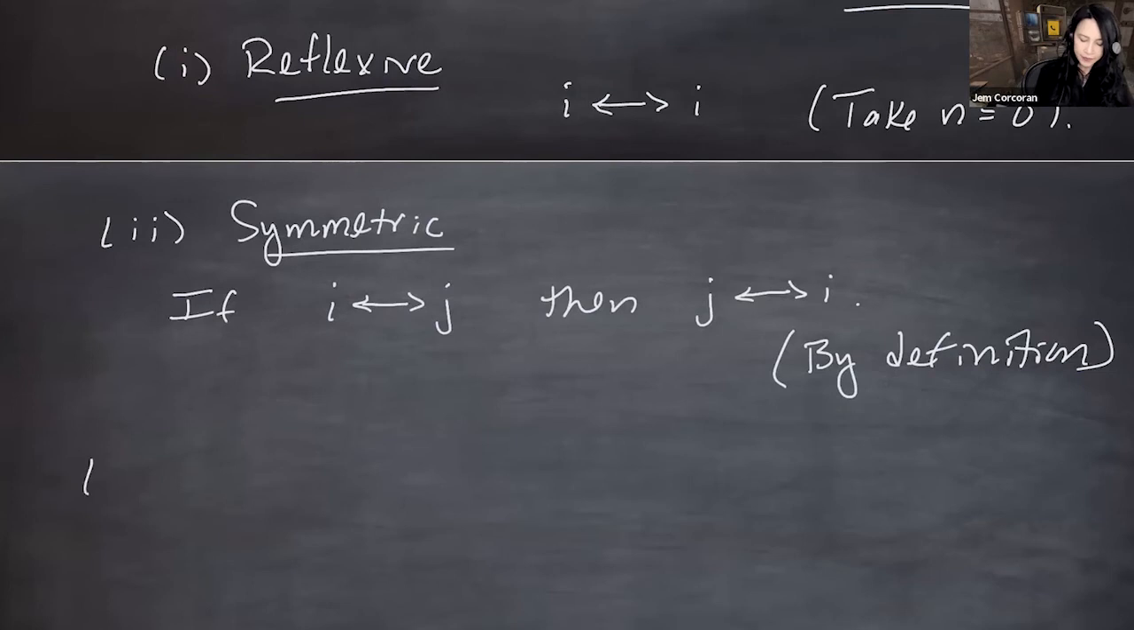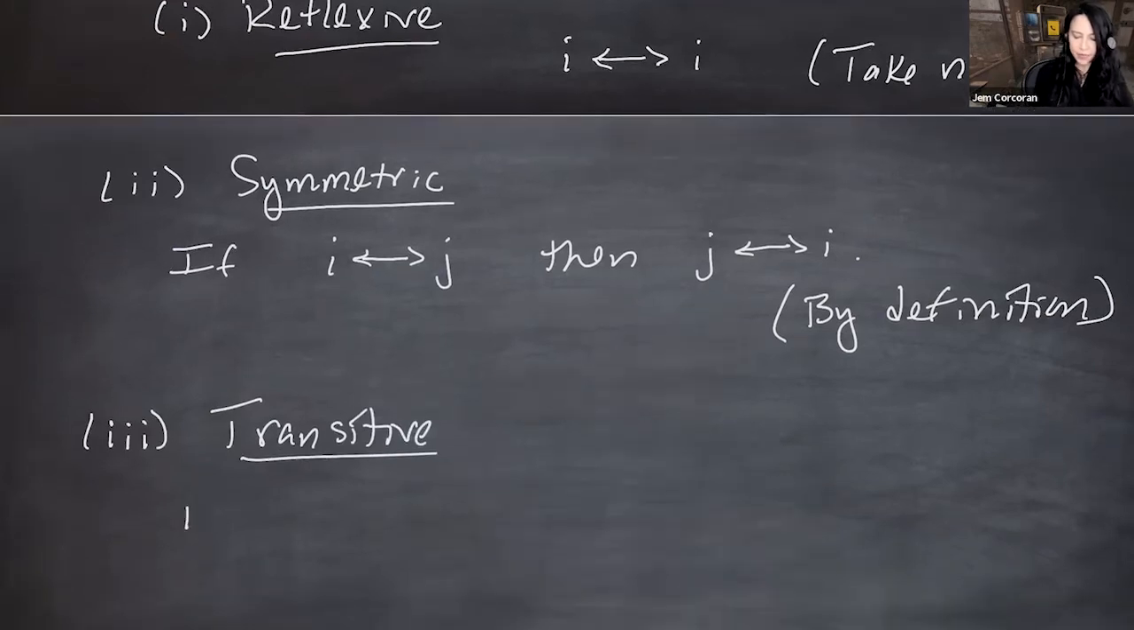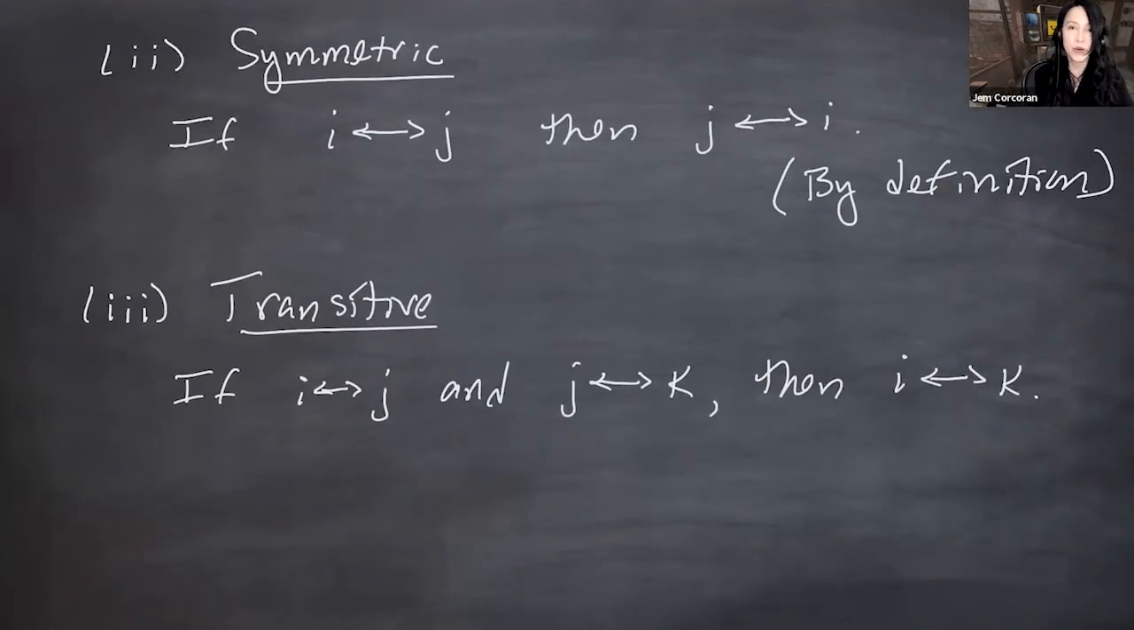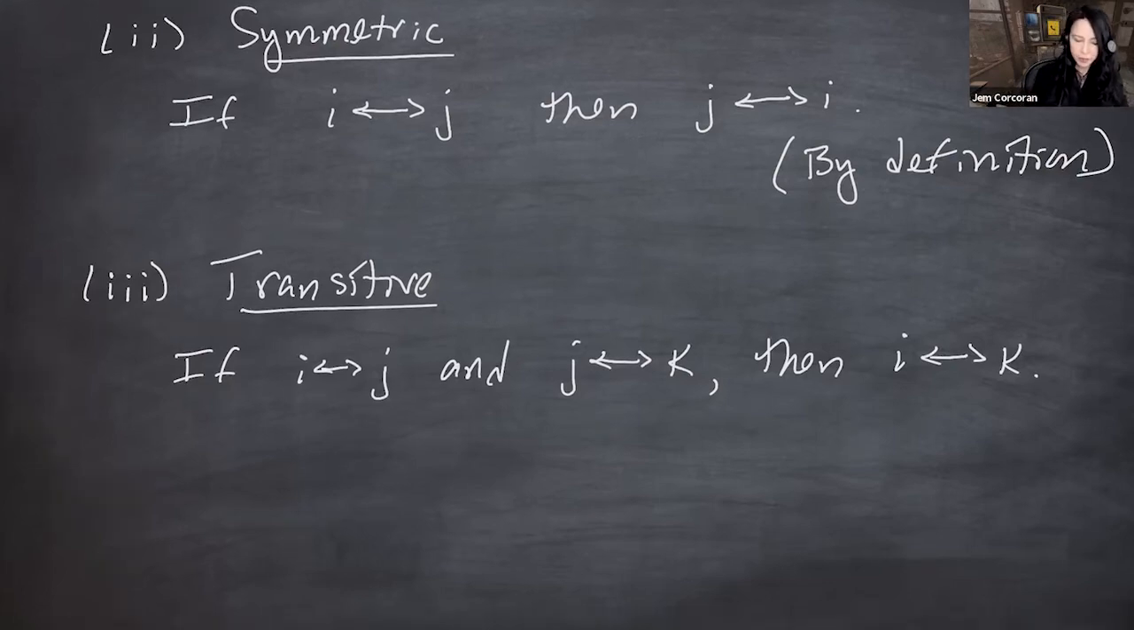And the final thing is that it is a transitive relationship. And so this means that if I communicates with J and J communicates with K, then I communicates with K. This one, while maybe obvious, needs some proving, but this is the transitive property of this relation. And so let's prove this one.